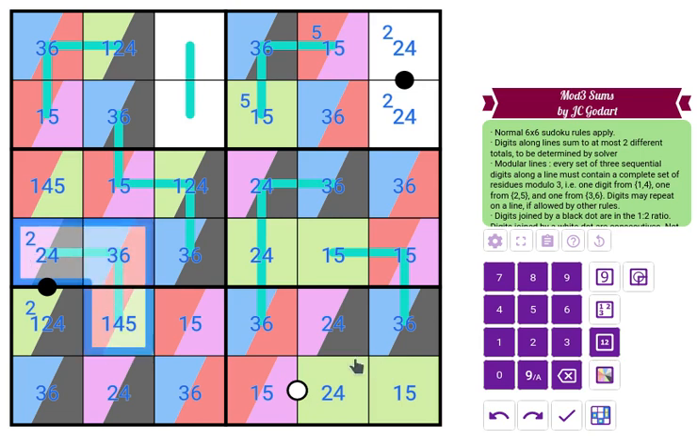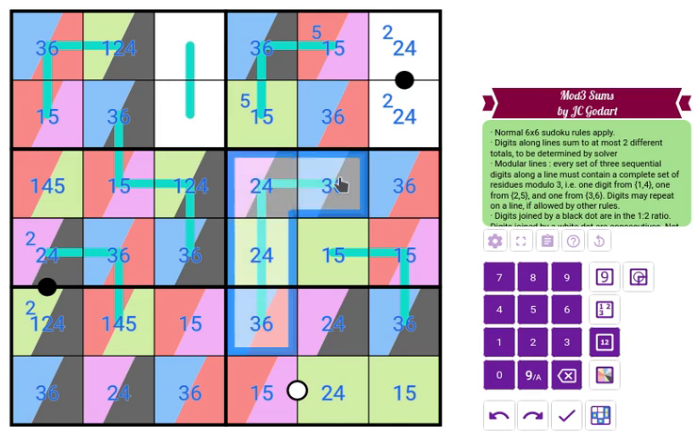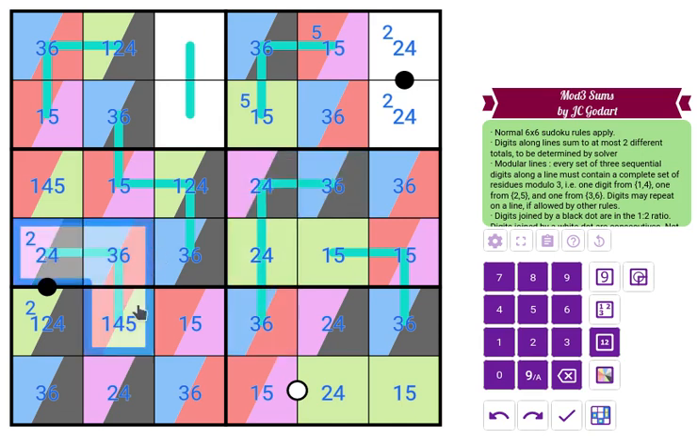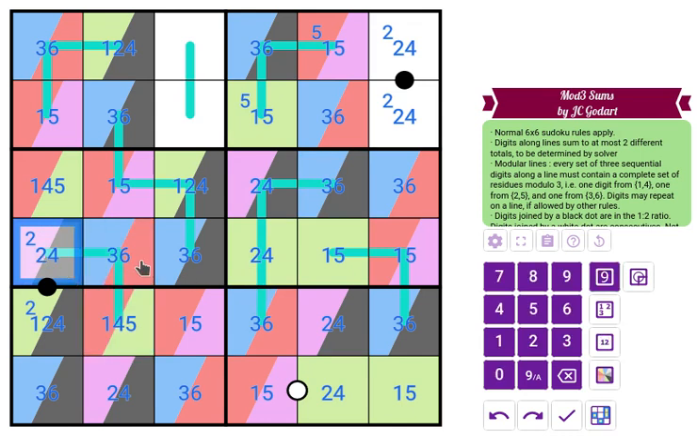So this can't be the same sum here. So this is 15. So this one must also be 15. Can't be a third total because of this. So 15, this is indeed 4, 6 and 5. That's 6, and then just a question of finishing the puzzle indeed.